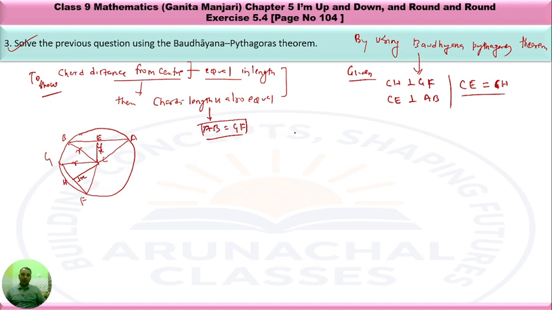Now I am considering to prove in triangle CEB. So just locate CEB, means this triangle is there, where CB is the radius and CE I have considered as x. Now it will be x square plus BE square equal to r square by Baudhāyana theorem. Then BE square is equal to r square minus x square.